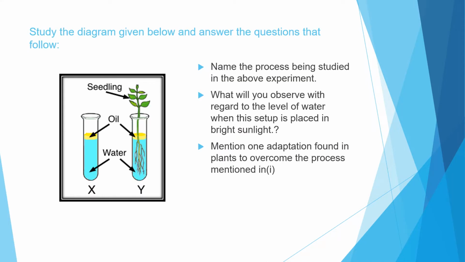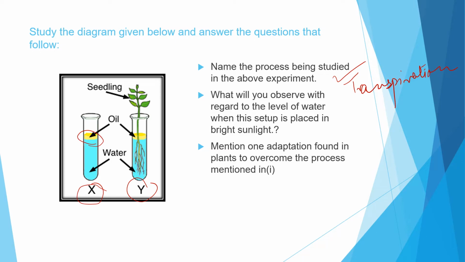So in this part we will be seeing a few diagrams, and from there we will be answering a few questions. So let us see this diagram. We can see two test tubes, and we know that oil is there on top of water. The first question is: name the process being studied in the experiment. We all know it is transpiration.